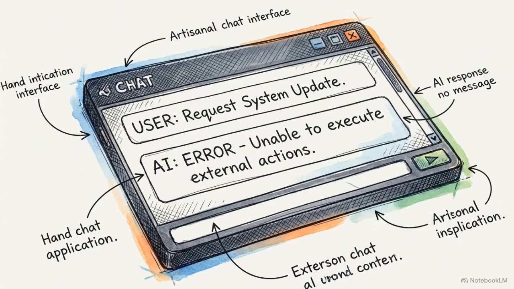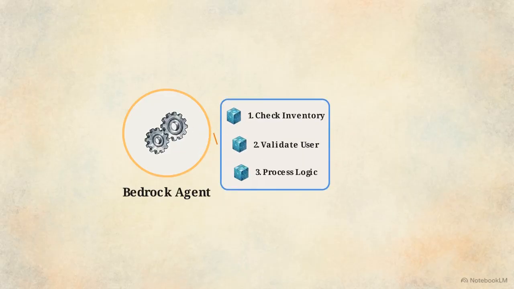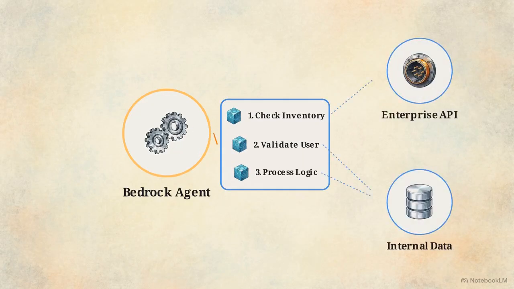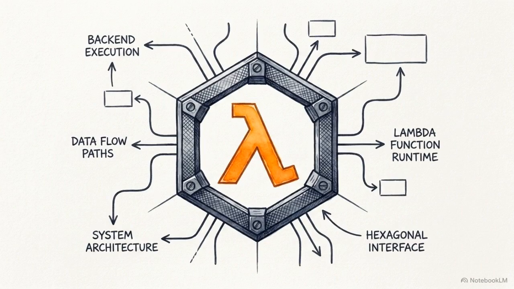A standard generative model is passive. It can generate text or write code, but it cannot natively execute actions or interact with external systems. Amazon Bedrock agents bridge this divide. They are orchestration engines designed to automate complex, multi-step enterprise tasks. You configure these agents to securely invoke your company's internal enterprise APIs. The backend logic and real-world actions required by the workflow are executed using AWS Lambda functions.